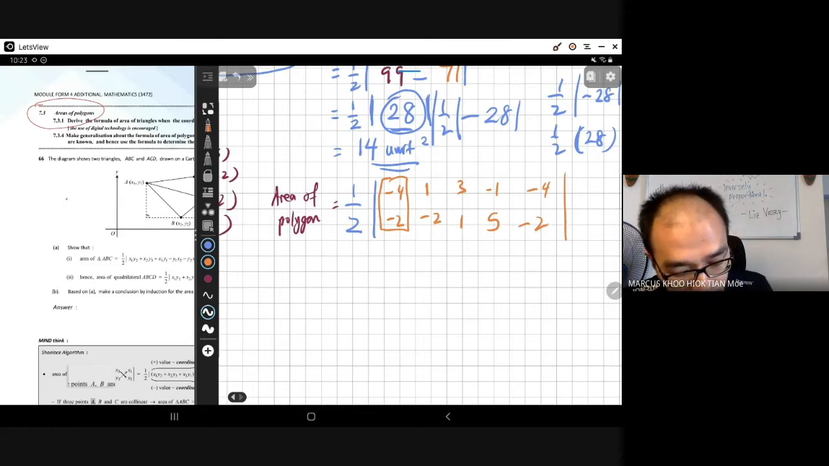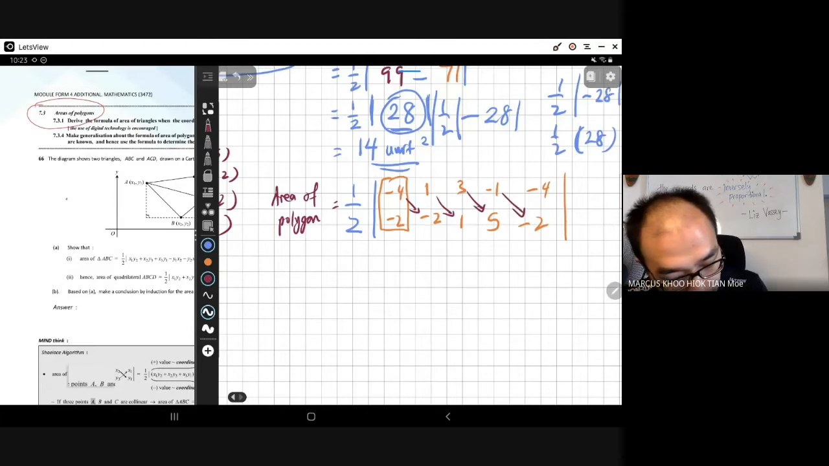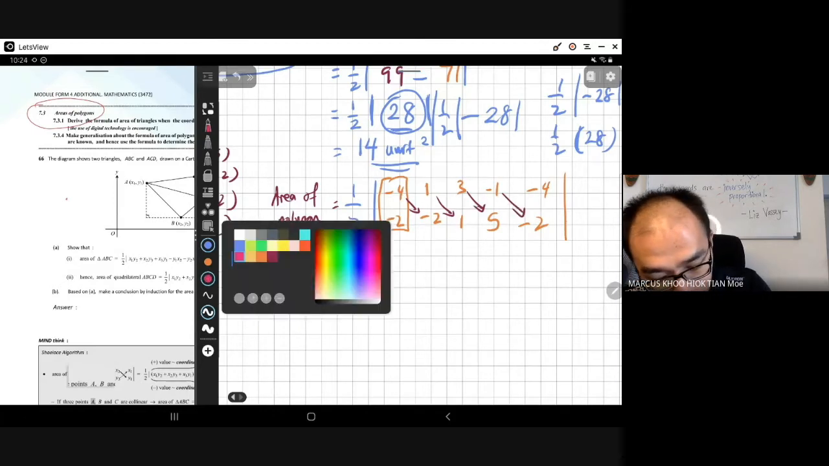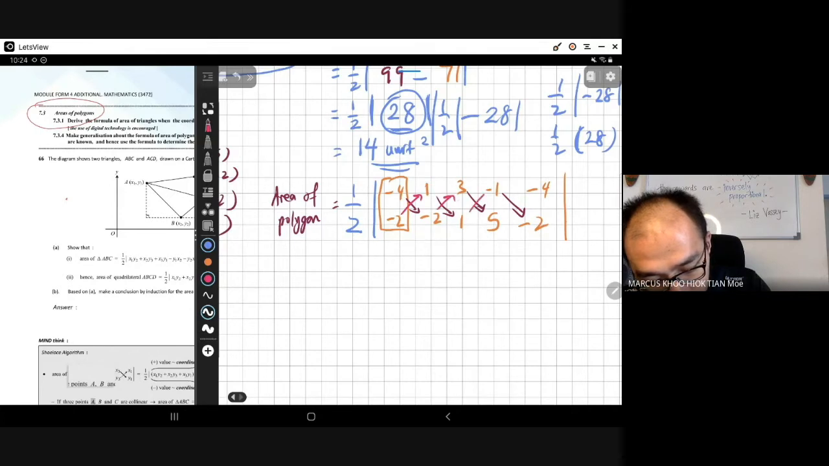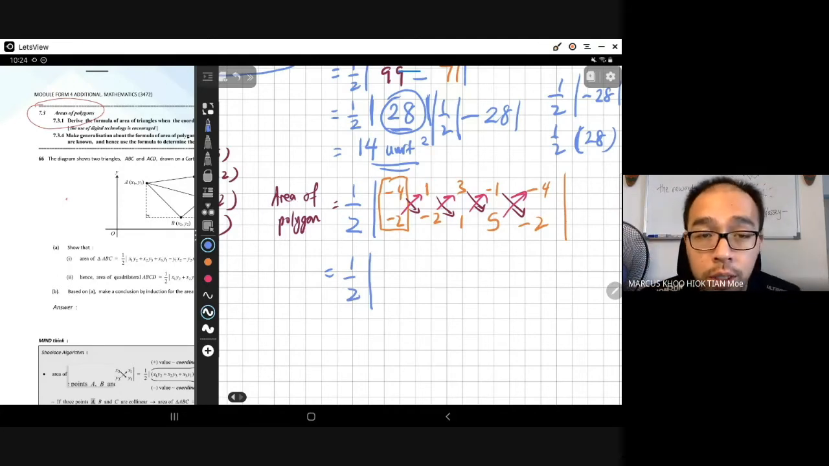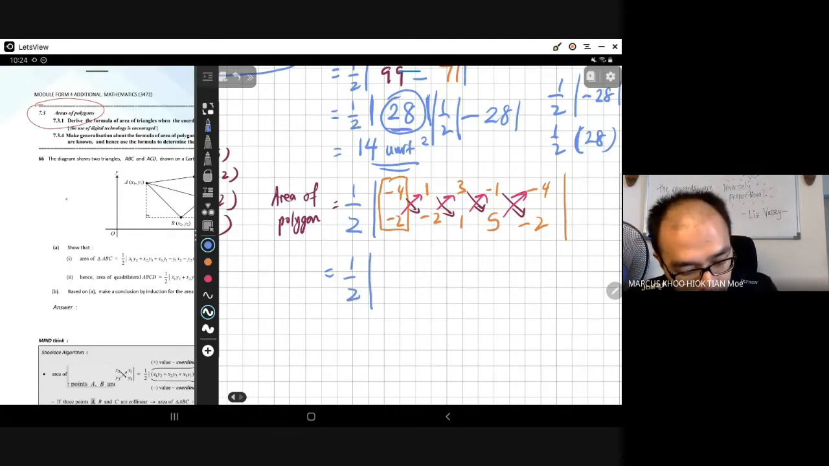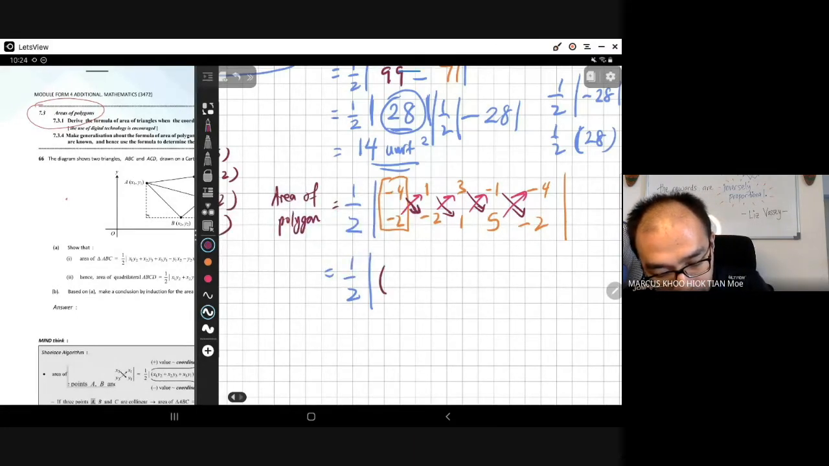Then the same thing. Multiply downwards, and then multiply upwards, so equals to 1/2. The downward stream is -4 times -2 is 8, 1 times 1 is 1, 3 times 5 is 15, -1 times -2 is 2.